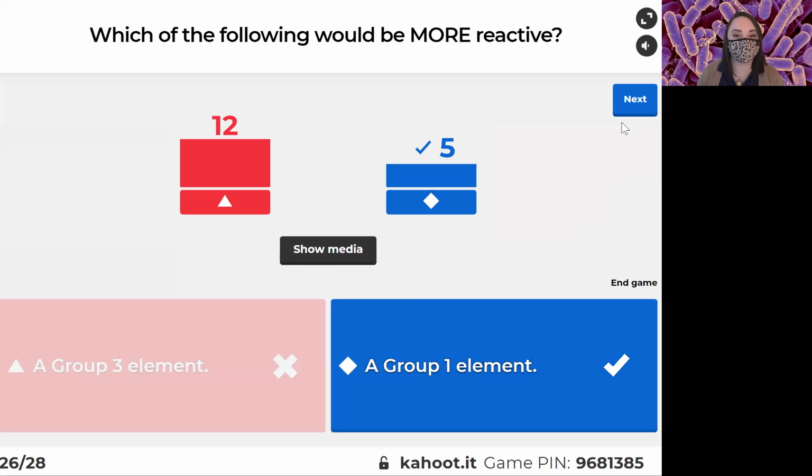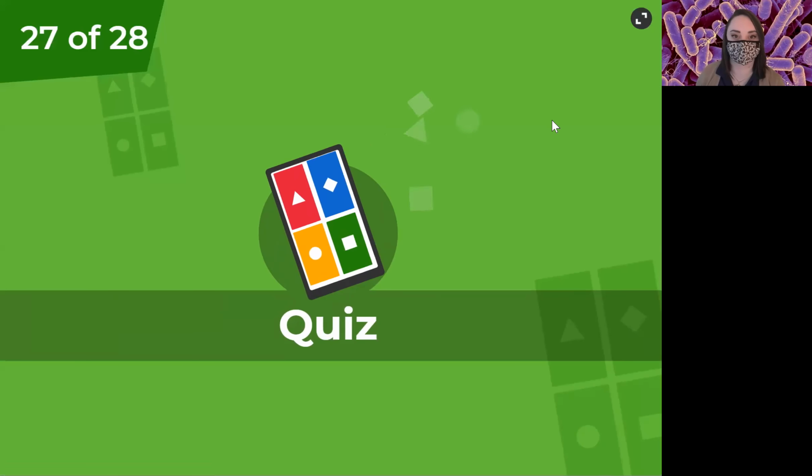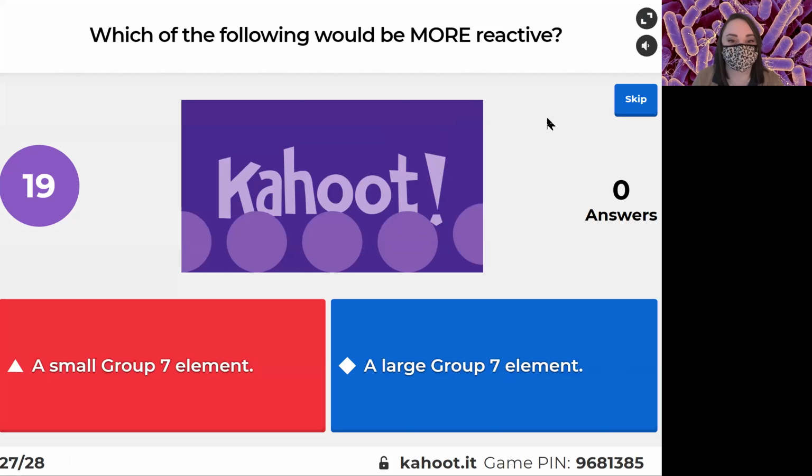Okay, group 1 elements. So again, if I have fewer valence electrons, it's easier for me to get rid of my valence electrons, which makes me more reactive. So group 1 element has only one valence electron. Which of the following would be more reactive?